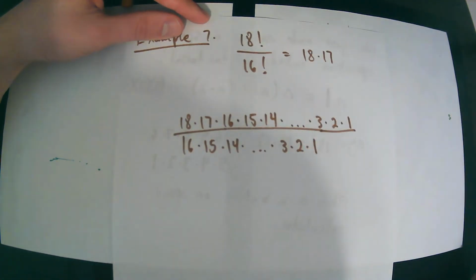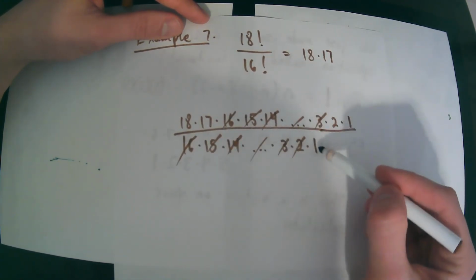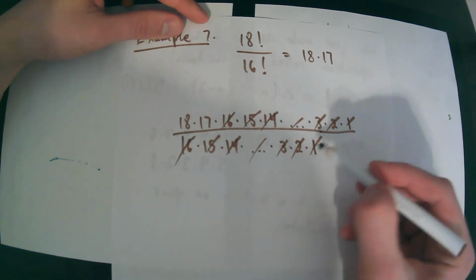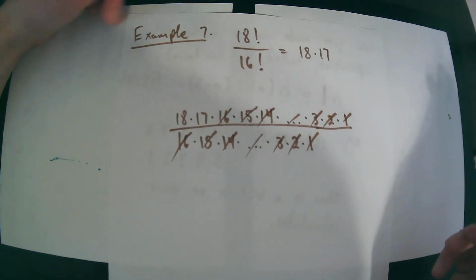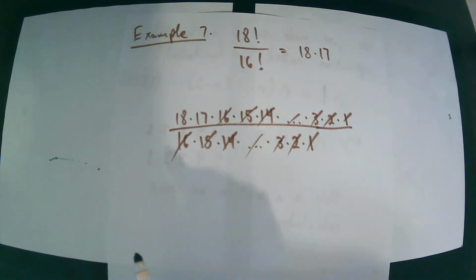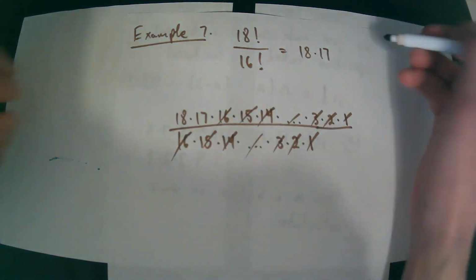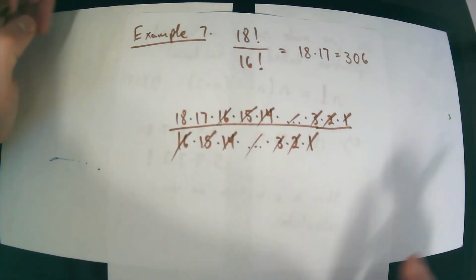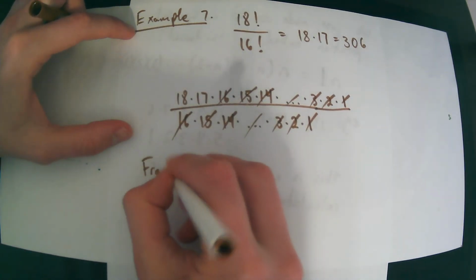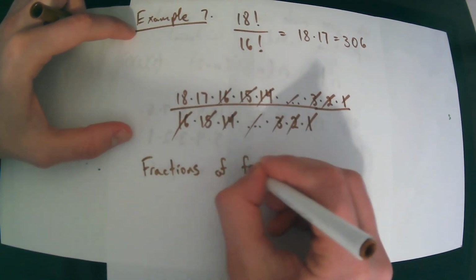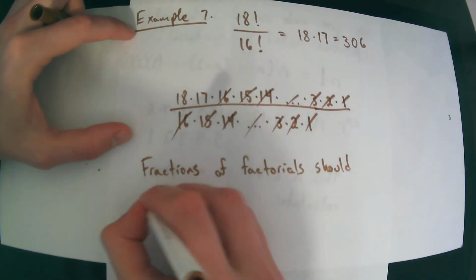And since this is all connected with multiplication, all of these numbers are just going to cancel out. Everything in between is going to cancel. Of course, the ones don't really matter. They're not really doing anything, right? So we can say they cancel, and we're just left with 18 times 17, which of course is super easy to calculate, much easier than all of this. Okay. So that's kind of the point with fractions of factorials. Should cancel nicely. Should clean up nicely.